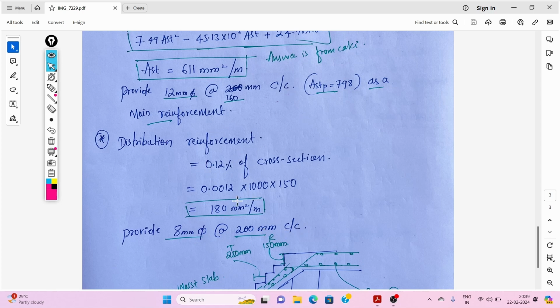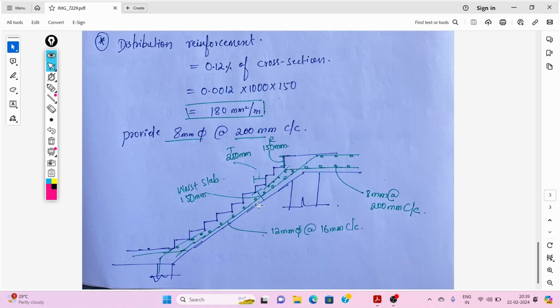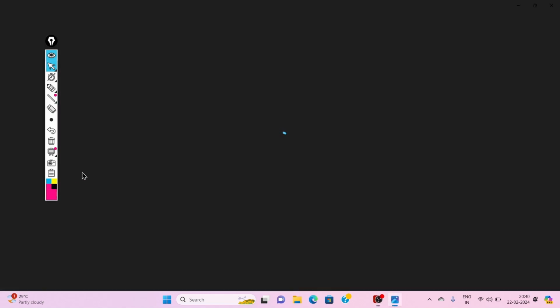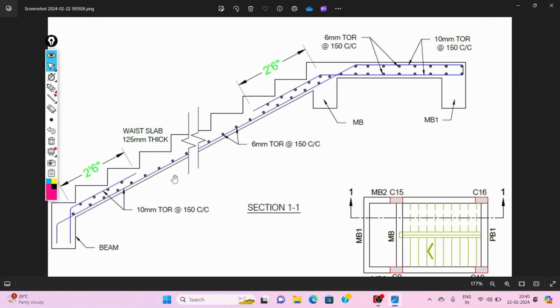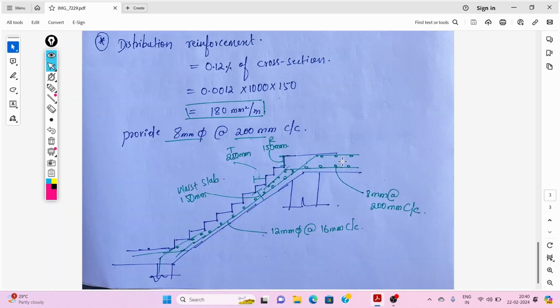This is about the calculation. We'll get the distribution steel, we'll get the main steel. We can draw the cross section of this staircase. You can use this diagram, or else we'll see another diagram over here. These are the main steel, these are the 12 mm diameter bars, and 160 mm center to center we have taken, and this distribution steel is 8 mm at 200 mm center to center. Okay, so this is about the staircase.